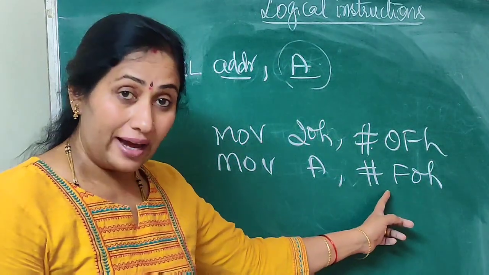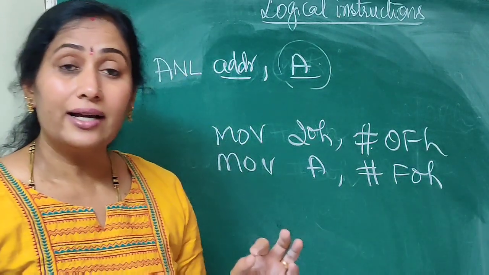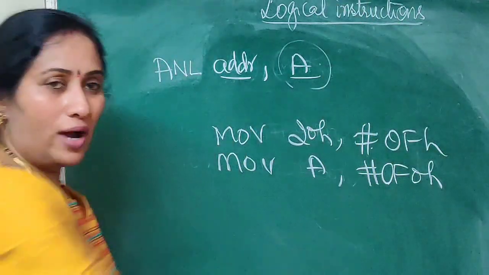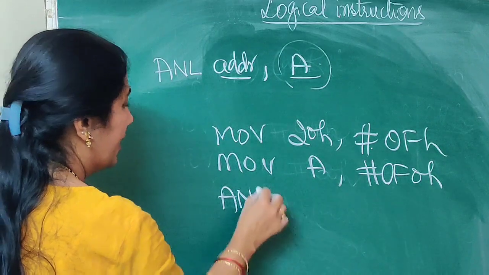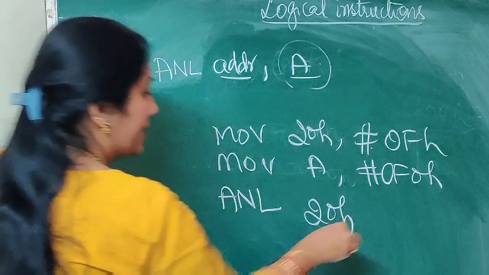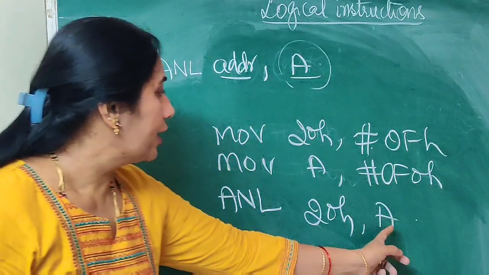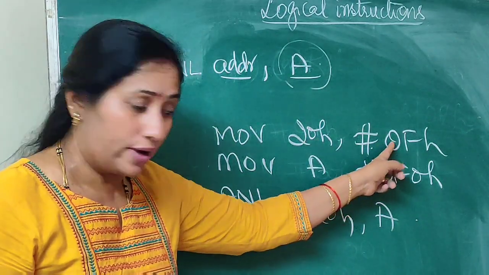Again, you should be careful that if the number starts with an alphabet, to indicate that it is not an alphabet but a number, it should be preceded with a 0. I have written a 0. Now it's correct. Now if I write ANL, where is the data? In 20 hex, and another data is there in the accumulator. What is there in the accumulator? F0h. What is there in the 20 hex memory location is 0Fh.